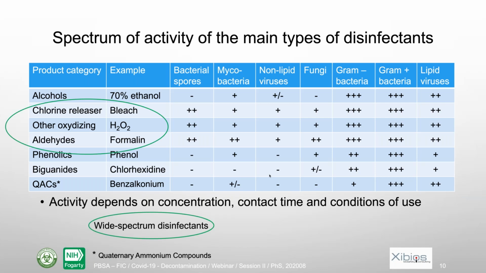The first one is that if we look at those three products, like chlorine releasers, bleach, H2O2, and formalin, they are active against all types of microorganisms. So they are clearly wide spectrum. Not always the same level of activity, but they are active against all types of microorganisms. So that's interesting, of course.